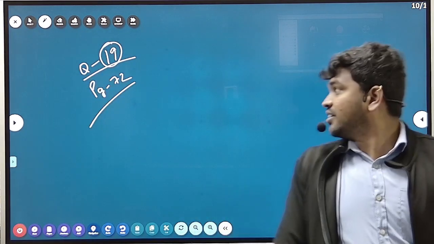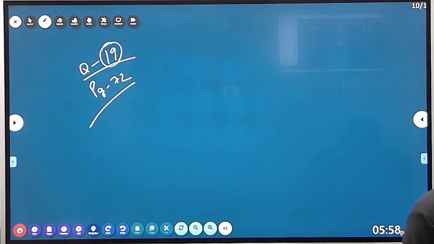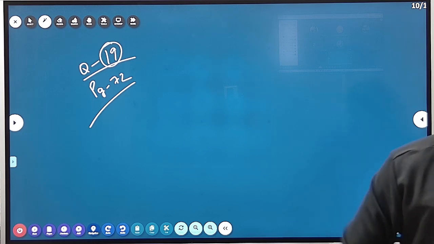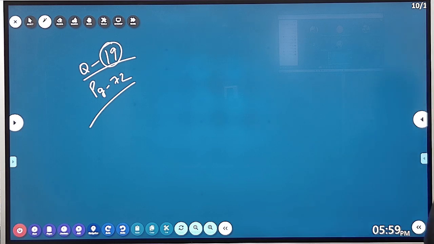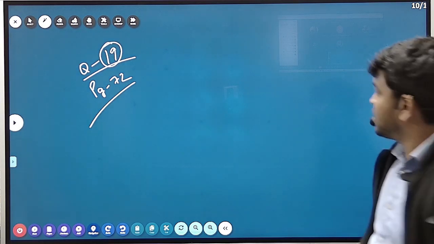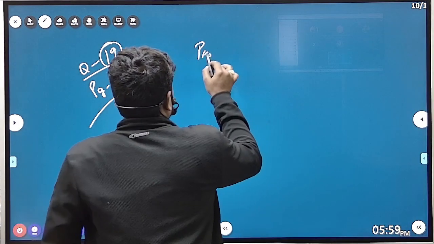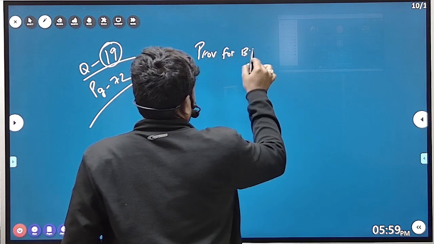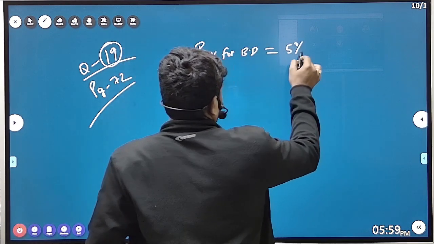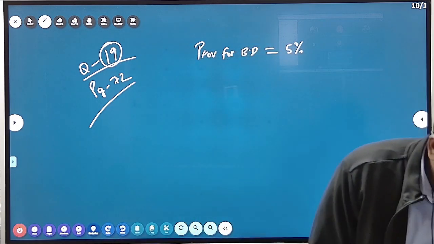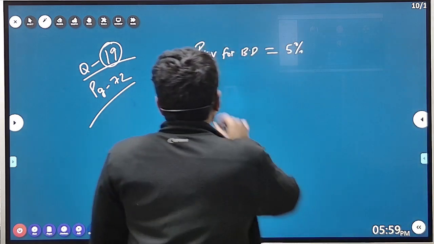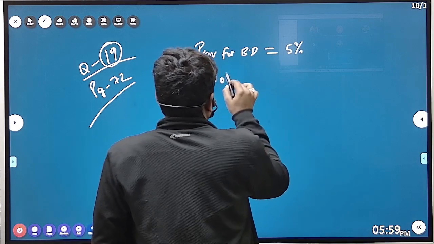Question number 19, page number 72, and Neelav, read this sum. A company maintains its provision for bad debts at 5%. Provision for bad debts, how much? 5%. Okay, and a provision for discount on debtors is 2%.